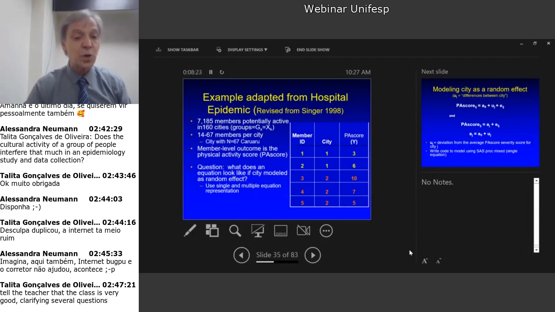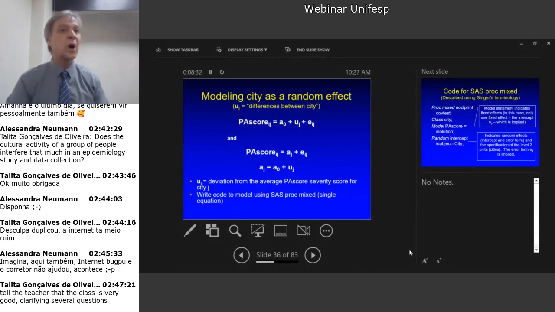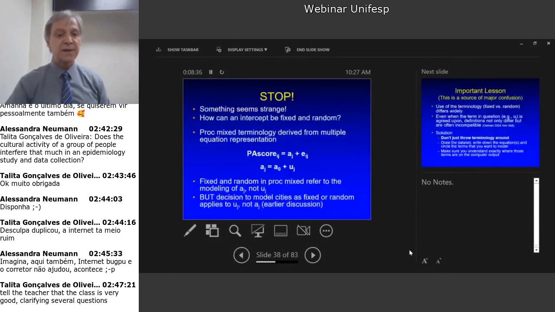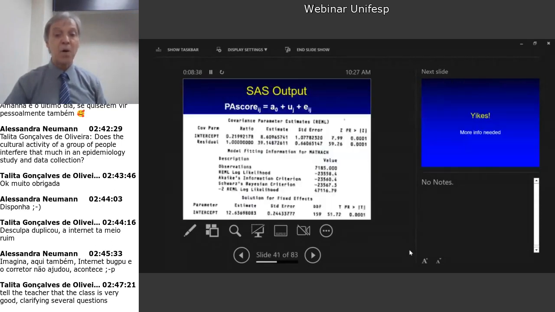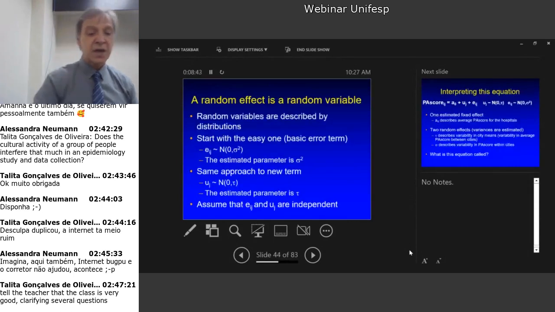Question: what does the equation look like if city is modeled as a random effect? So we did it as a random effect because of those things I mentioned to you. Here's some of the math for those who want it. I'll put that at the end so people can see it and copy it. You may be in a similar situation in the future and you'll have it.